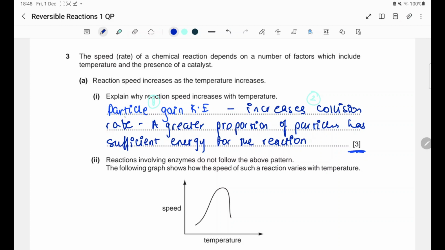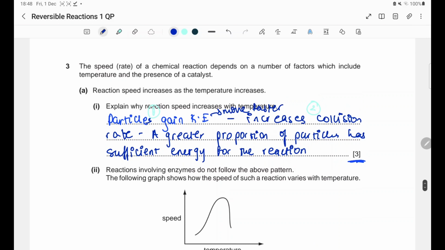Do make sure to mention that when you say particles gain kinetic energy, they move faster. Make this 1 point altogether. Particles gain kinetic energy, which causes them to move faster, increasing the collision rate, and a greater proportion of particles has sufficient energy for the reaction.